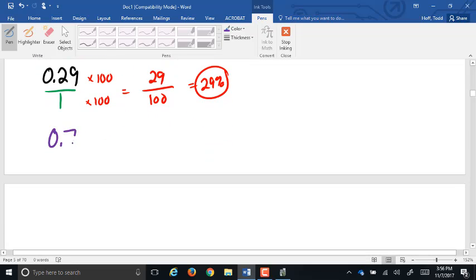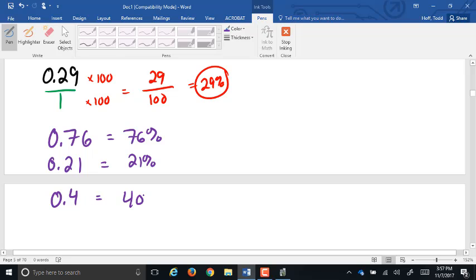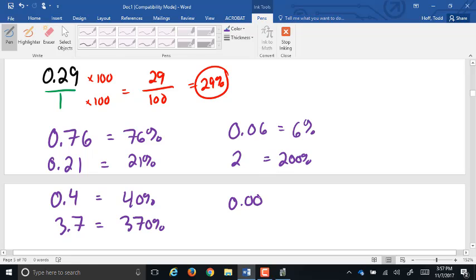So if I have 0.76, what's that going to become as a percent? 76 over 100 or 76%. 0.21 will become what as a percent? 21%. 0.4 will become what as a percent? 40%. 3.7 will become 370%. 0.06 will become 6%. 2 will become 200%. Good. 0.009. 0.9%. Good.